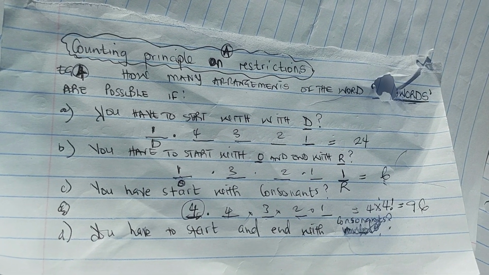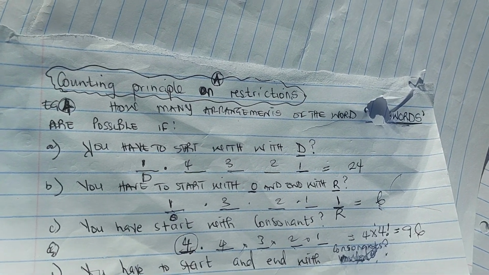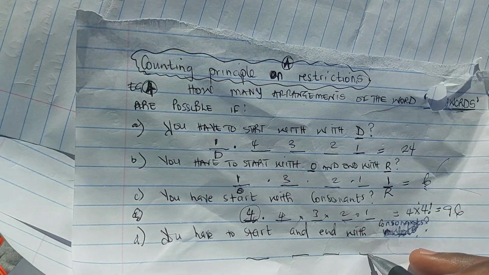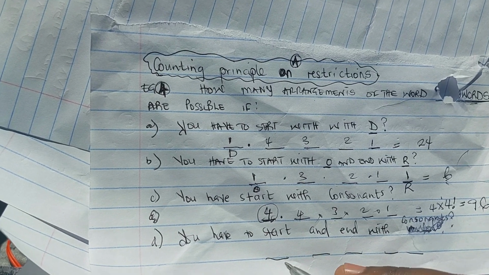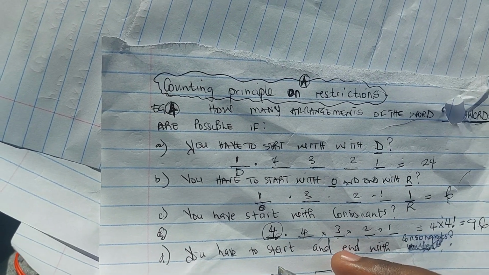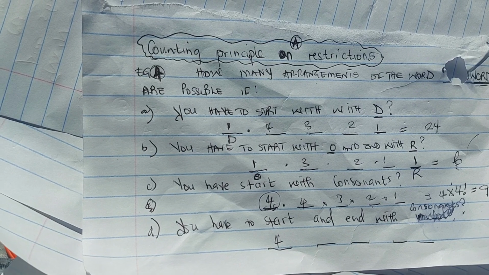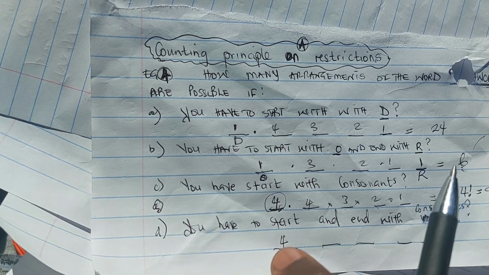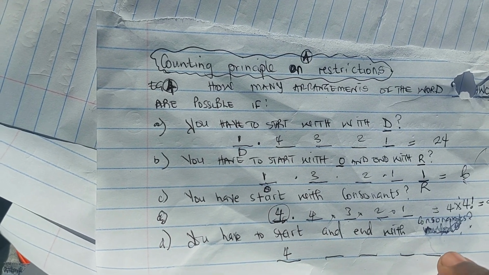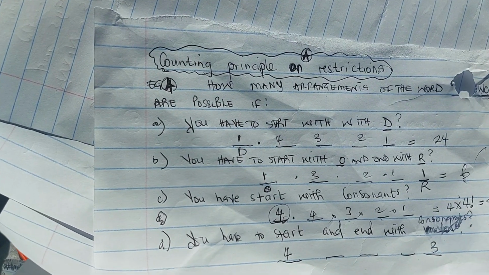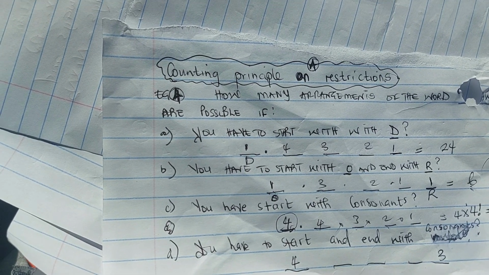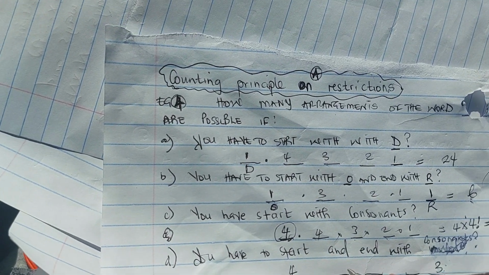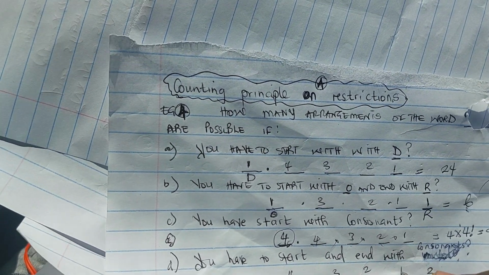So then let's go to part D. We have to start and end with a consonant, right? Here we've got 1, 2, 3, 4, 5. How many consonants can you start with? If you start with a consonant, you have 4 consonants. If I start with 1 here, I've got 4 chances of getting that. How many chances am I going to have for the other consonants? I'm going to be left with 3 consonants. Choose 1, 3. From there, it's 3, 2, 1.